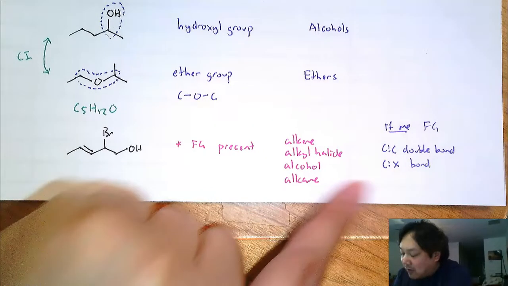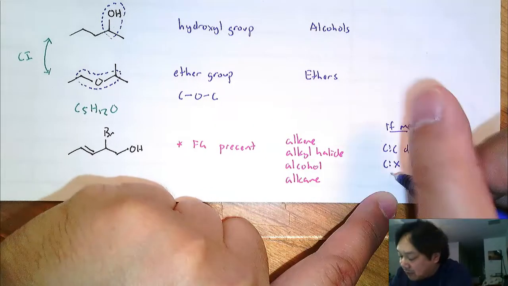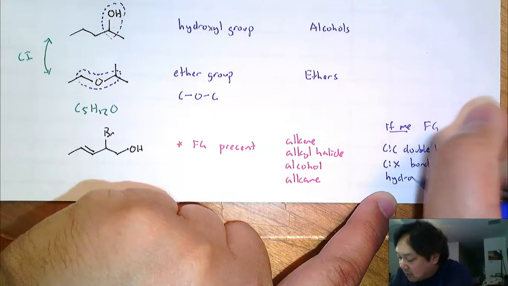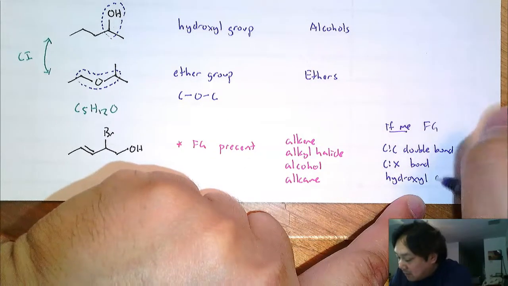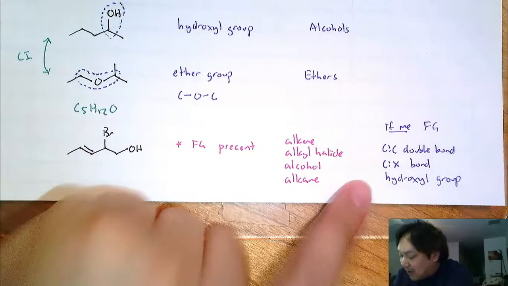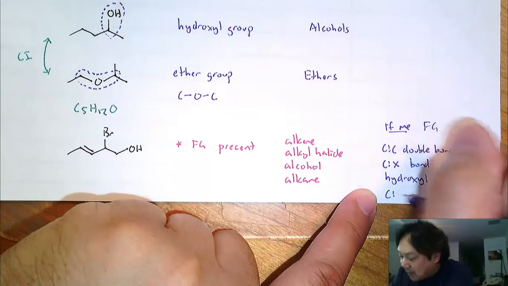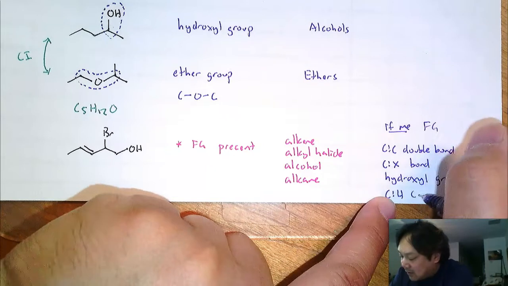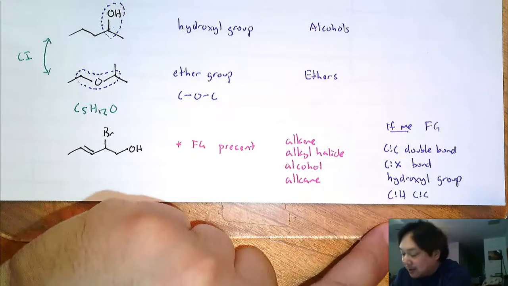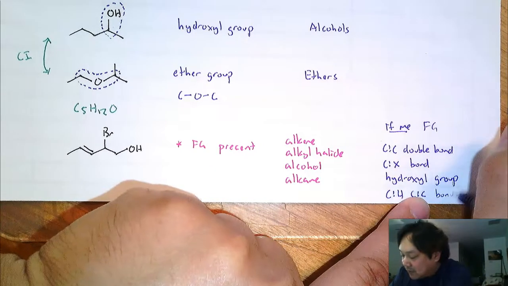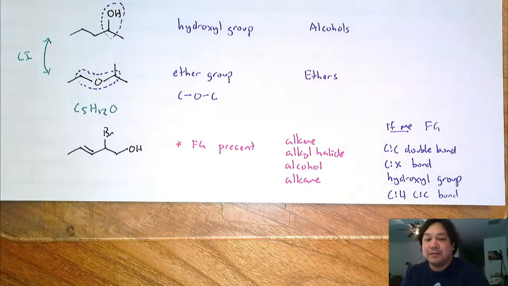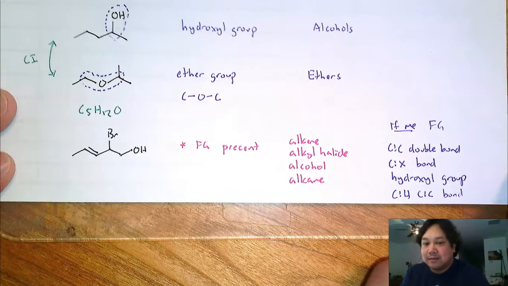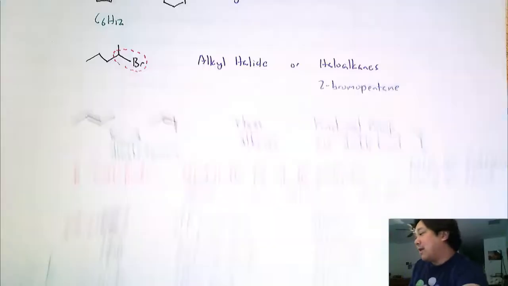But an alcohol, I would call the functional group a hydroxyl group. And the alkane, again, no special name, but I'll just say C-C and a C-H bond. Those, to me, technically are the functional groups. Okay, I won't belabor that point.